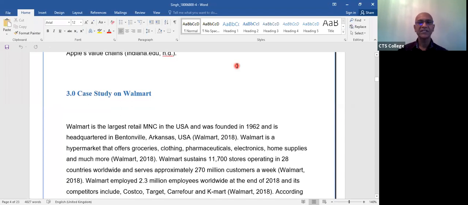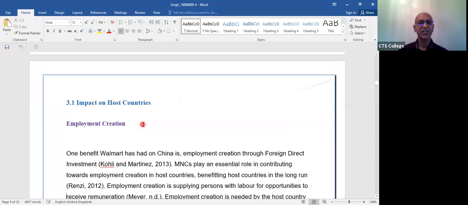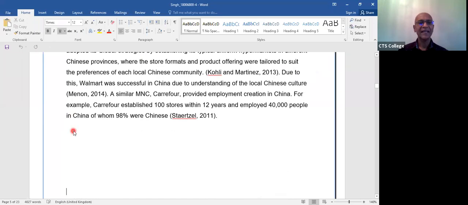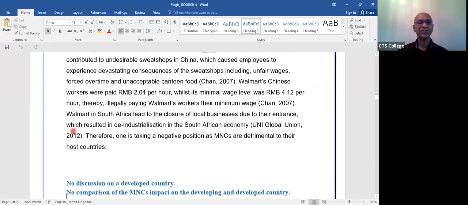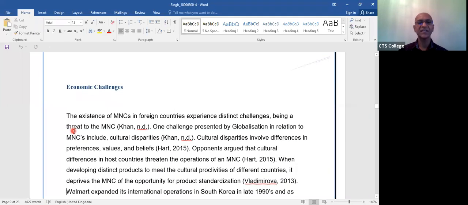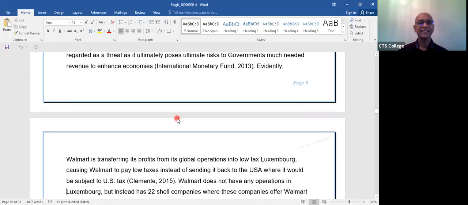Today, we were able to see what your case study should involve: an overview, a background to your MNC. It should involve a discussion on the host countries, the positives, in this case employment creation, the negatives, in this case sweatshops, crowding out, and also the tax havens.